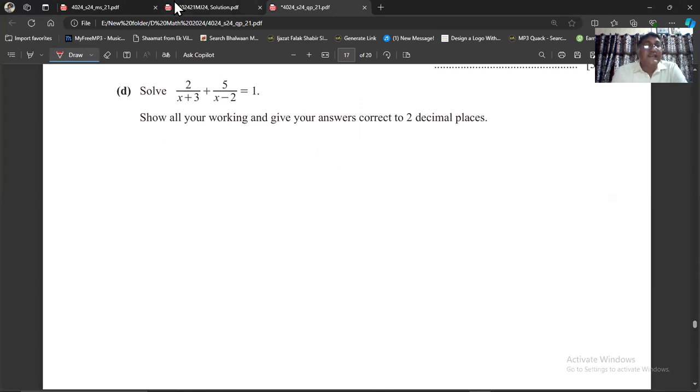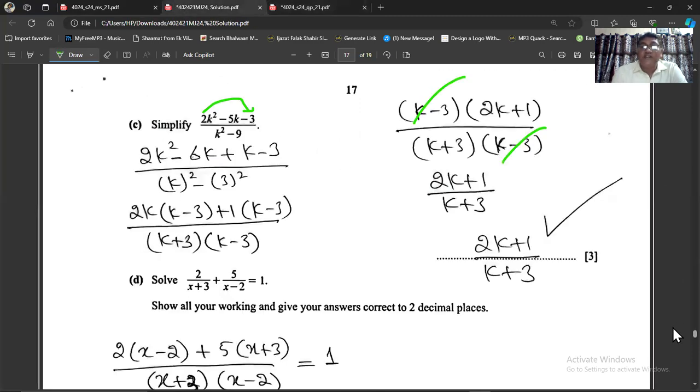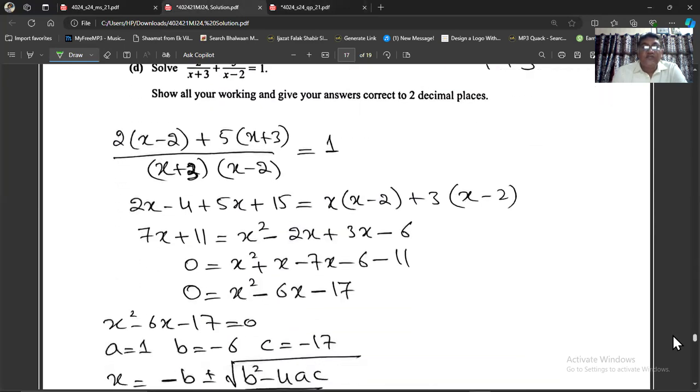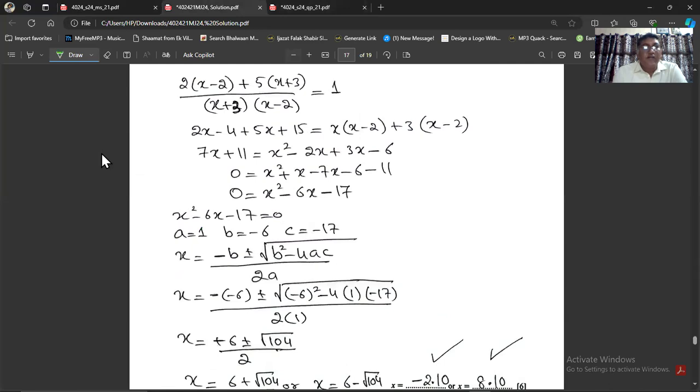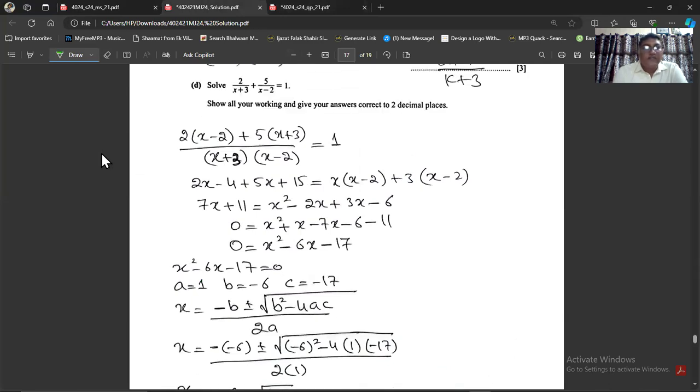We will take the LCM. In the LCM, both the denominators will come. So let me show you. So in the LCM, we will have both of them. Here you will have 2 bracket x minus 2 plus 5 bracket x plus 3 bracket close and equals to 1. These two will go to the other side, and we will open them up.